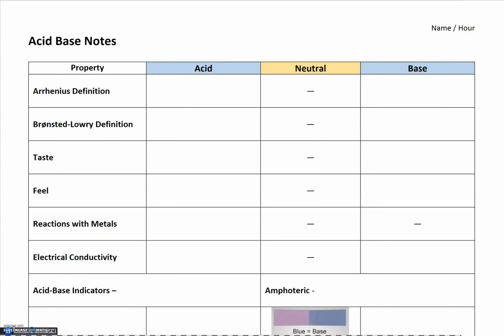So first of all, let's draw out an acid. So this is H2SO4. This is sulfuric acid, one of the most common acids in the world in terms of industrial acids, things that we make. And then let's go ahead and put a base on here. So let's just put sodium hydroxide.